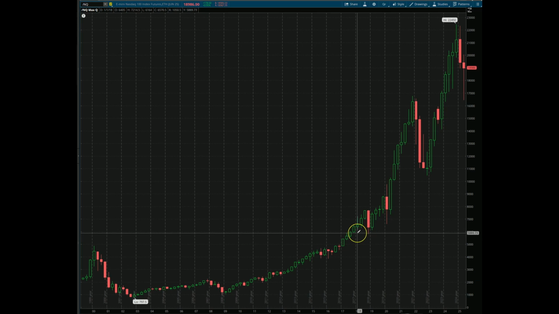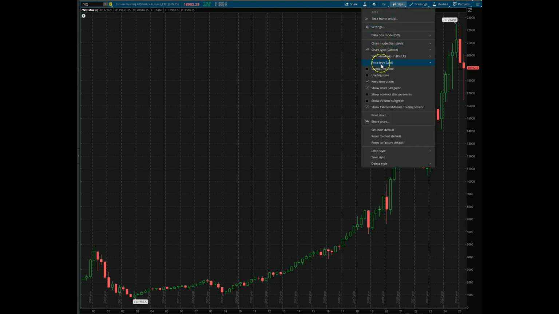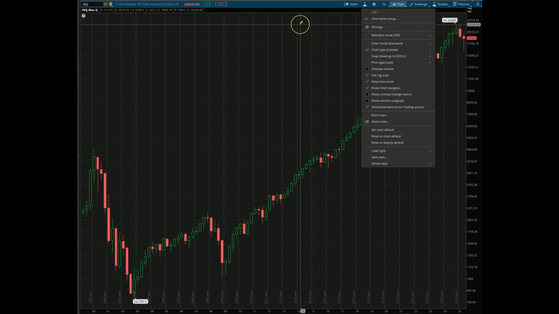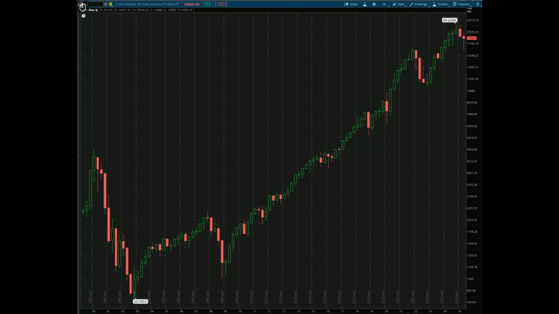But I'm thinking, I went with a log chart last weekend, and I'm thinking I'm going to go with a log chart again, and we'll see how we work out. So let's just put the log chart in. And it changes things quite a bit.